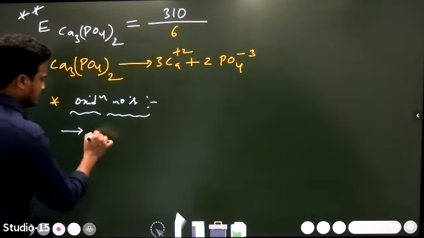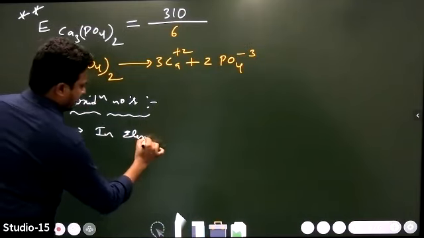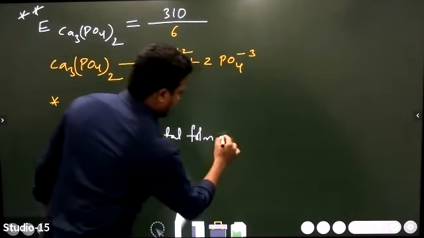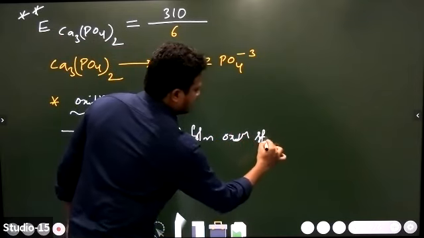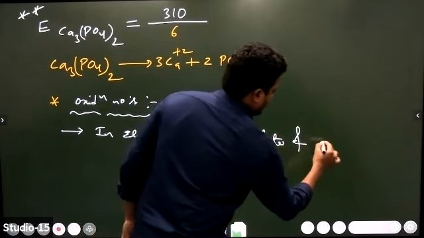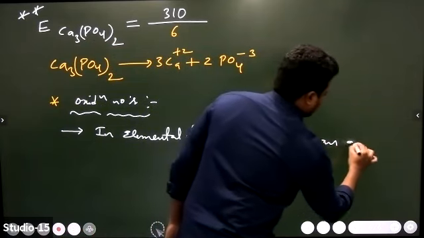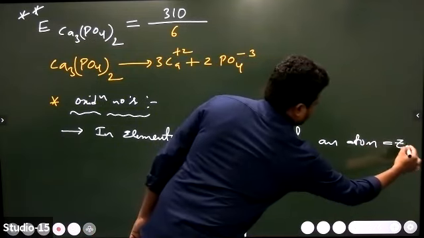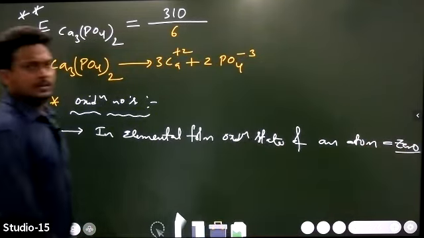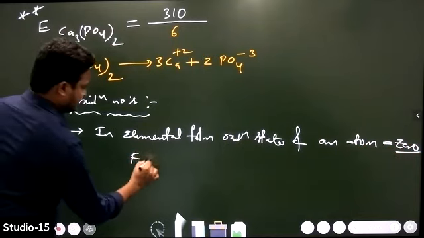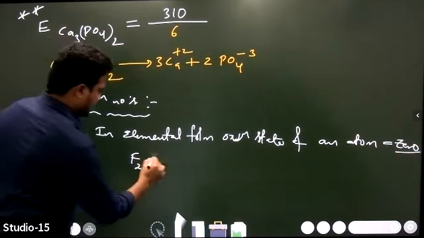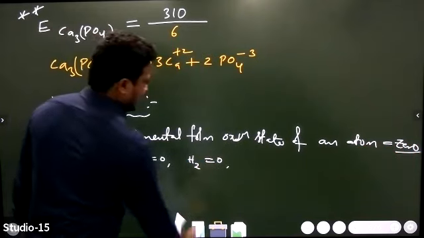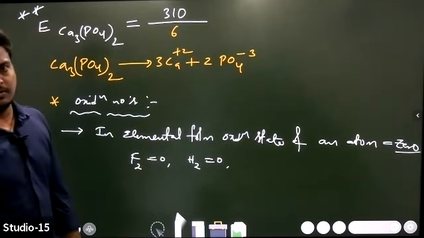In elemental form, the oxidation state of an element is equal to 0. Most important one. For example, see F2. What is the oxidation state of fluorine in F2? 0. In H2, the oxidation state of hydrogen atom is 0. In elemental form, the oxidation state is always equal to 0.